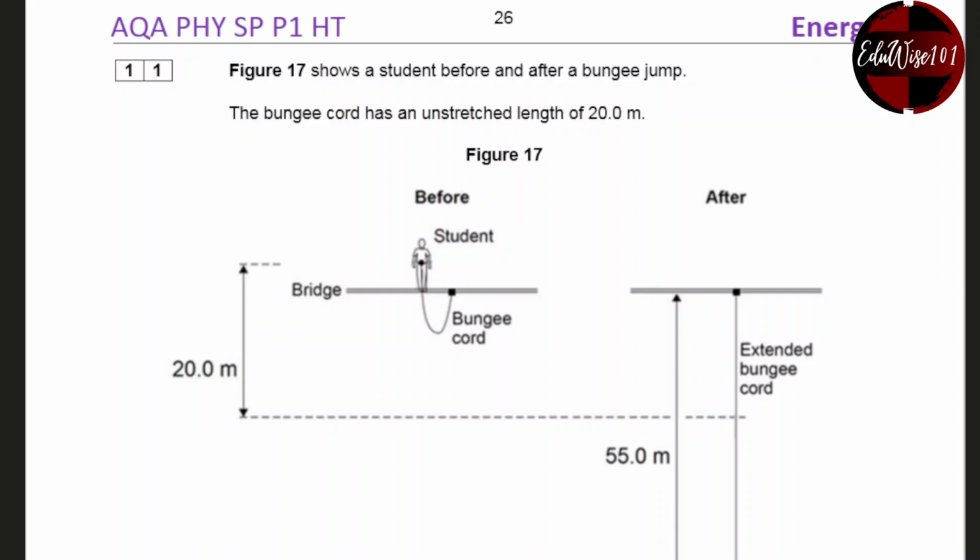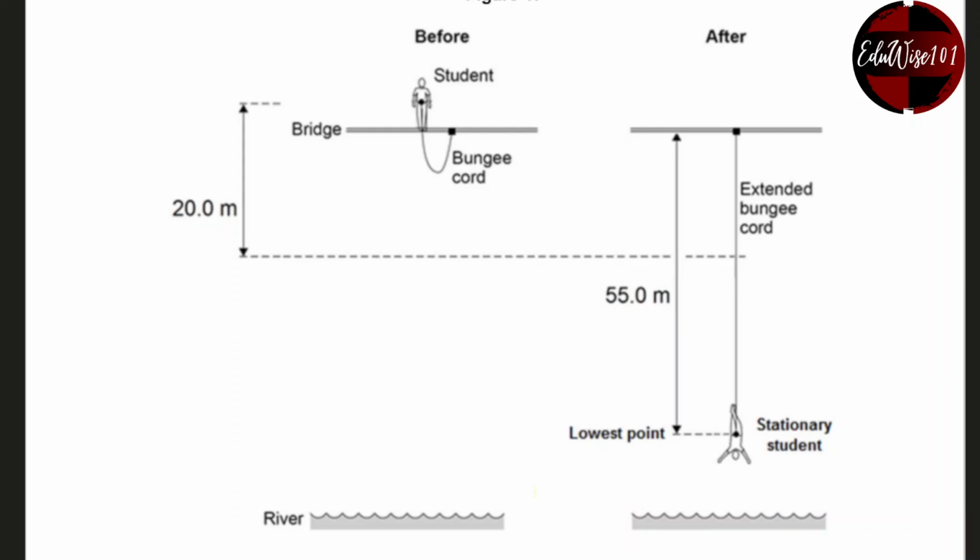Figure 17 shows a student before and after a bungee jump. The bungee cord has an unstretched length of 20 meters. So the diagram shows the bridge, the student standing before jumping. From the waist to this dotted line is 20 meters. Now, after the person jumps, the lowest point, the maximum extension or length it's going to go is 55 meters, which is much safer from the water level.